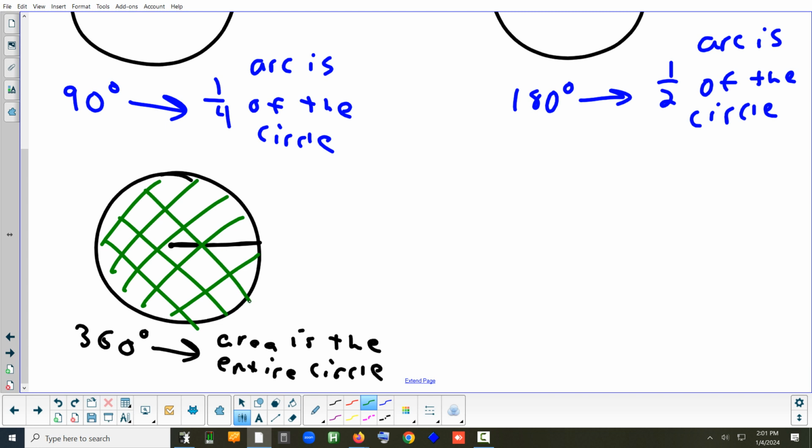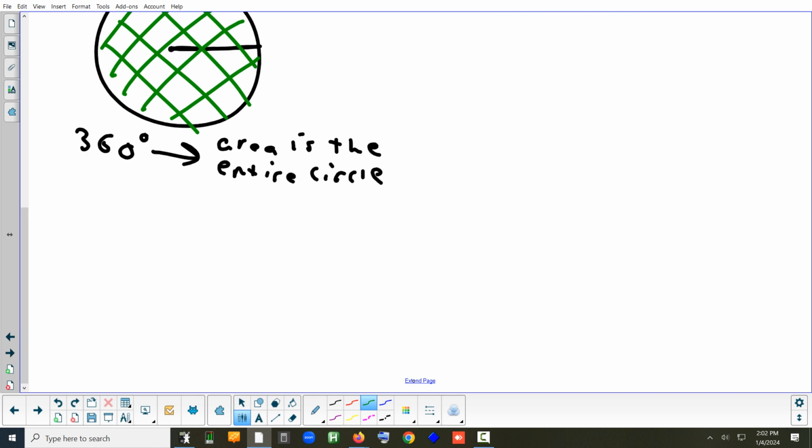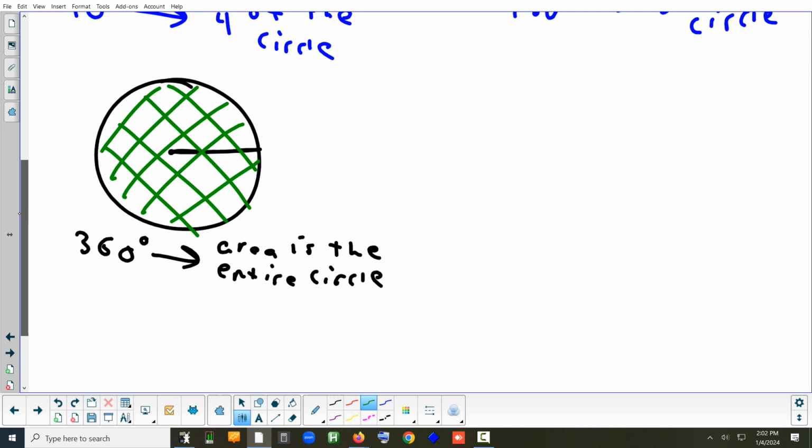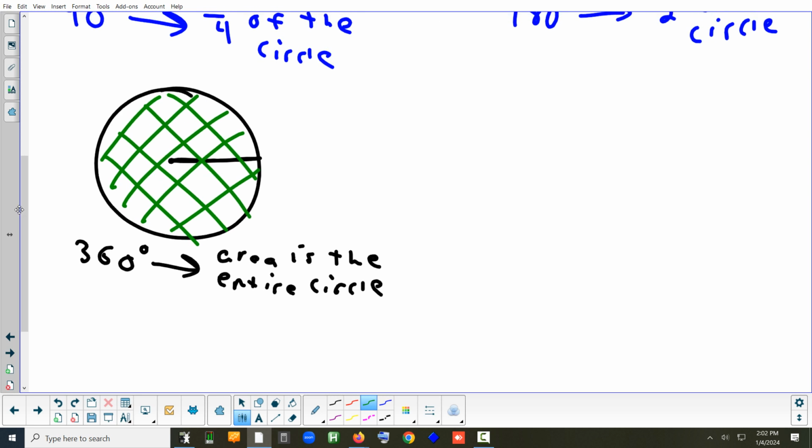So any questions why a 360 degree angle gives you an area of the whole circle? That's the fact that we're going to use. If you have 360 degrees, the area is automatically the whole circle. That's a true fact. So let's think about that in radians. How much is 360 degrees in radians? 2 pi.